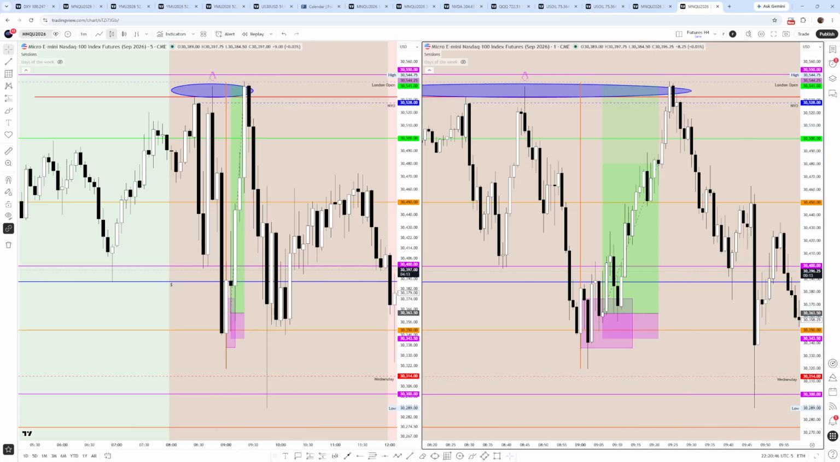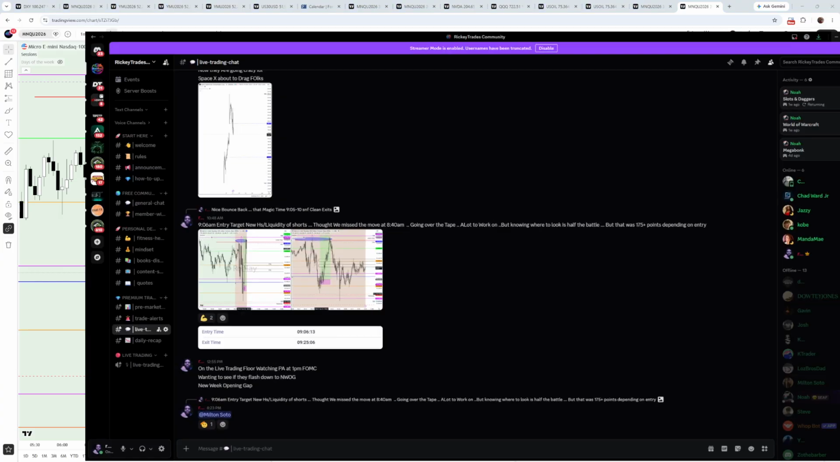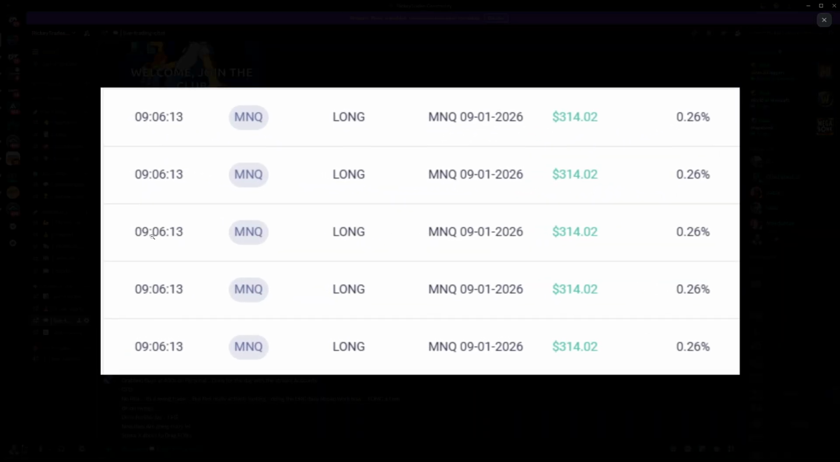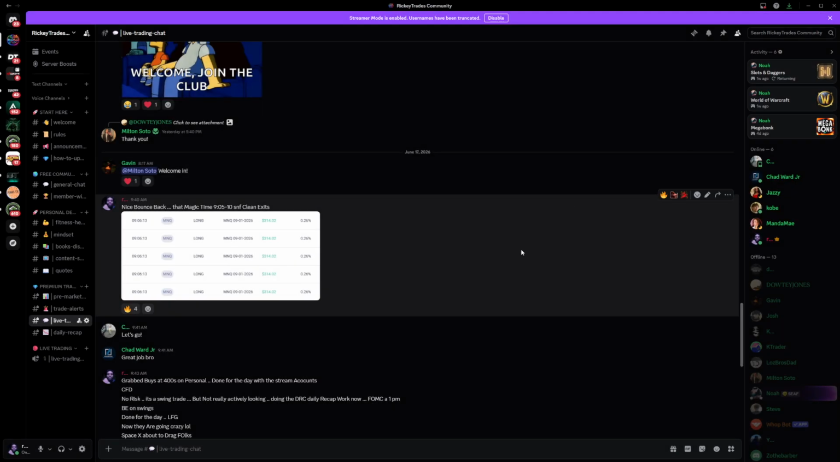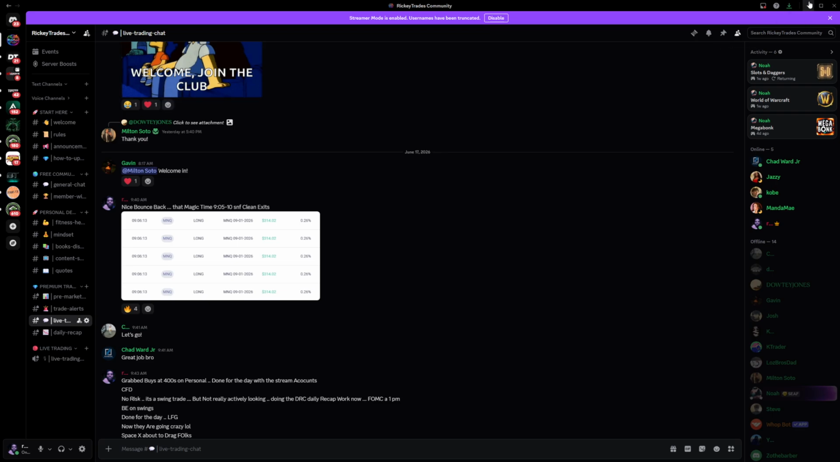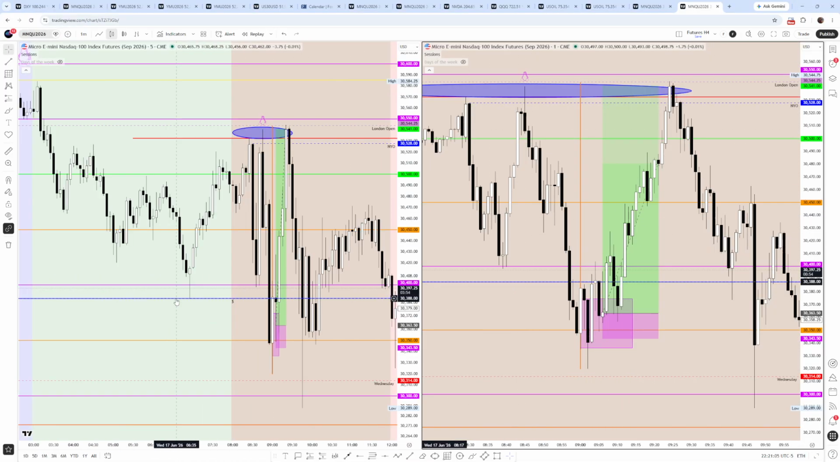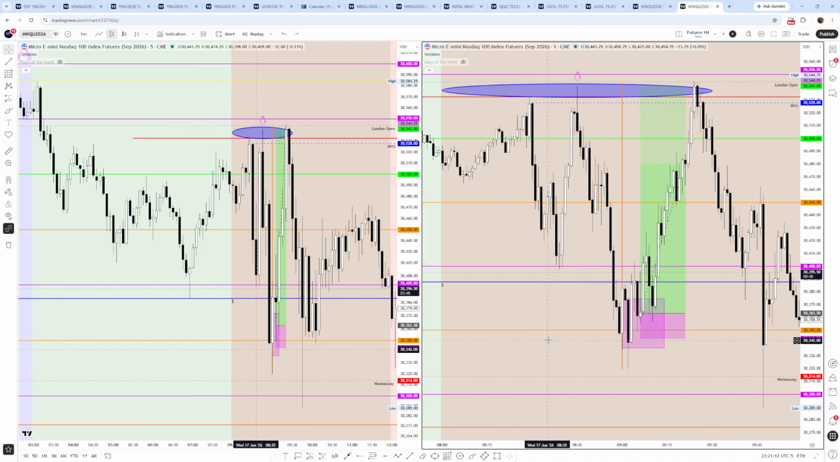That trade did end up inside the Discord. I posted this here. That trade did end up yielding, from the 9:06 entry, as you can see here, 314 across all the accounts. So a nice bounce back from yesterday, and it just really goes to show there are levels to this, and you just have to stick with the plan, right? And then keep working the plan. So I appreciate you guys watching this recap of today.